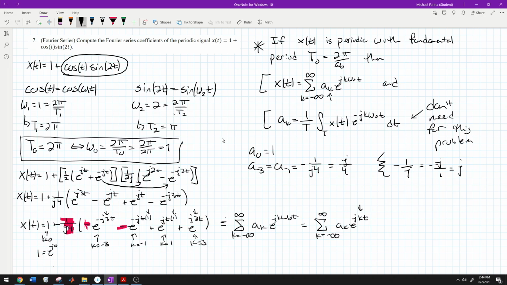And then for our Fourier coefficients of a1, well, that's going to be equal to a3 with the positive sign right here, the positive sign right here, and that same coefficient up front. So we get 1 over j4, and I wouldn't rewrite it like this, but you could, and that'd be j over 4. All right. I'll be back with the next problem.